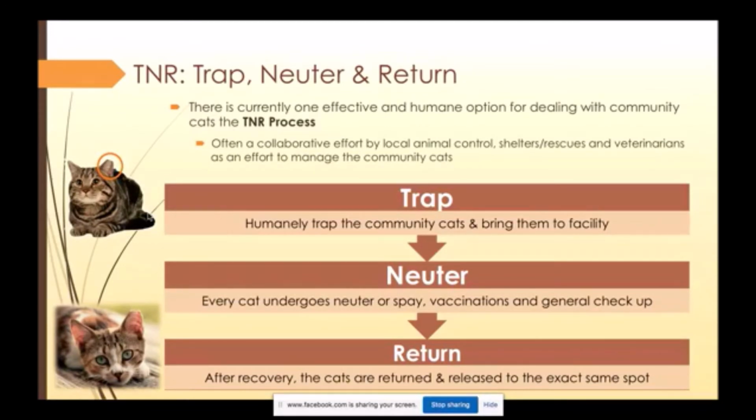So the last step after they're neutered or spayed, vaccinated, get the general checkup, and their ear tipped is they get to recover, and then they have to be returned and released to the exact same spot. And we're going to talk about why that's so important. It needs to be the exact same location. You can't just release the cat wherever you feel like it.